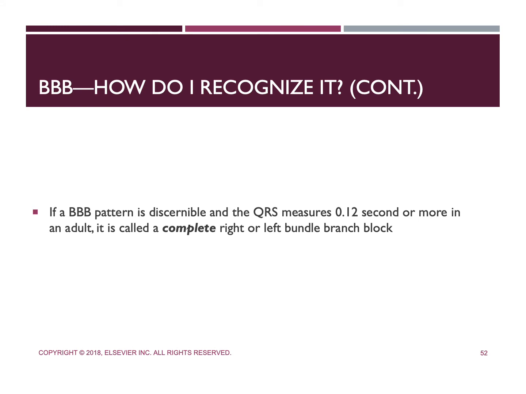So to be considered a bundle branch block or triple B, the following ECG criteria need to be met. So 1, the QRS duration of 0.12 second or more in adults. If it's a complete right bundle branch block or a left bundle branch block, I can't say that 3 times fast. So if a triple B pattern is discernible and the QRS duration is between 0.11 and 0.119 second in adults, it's called an incomplete right or left bundle branch block.